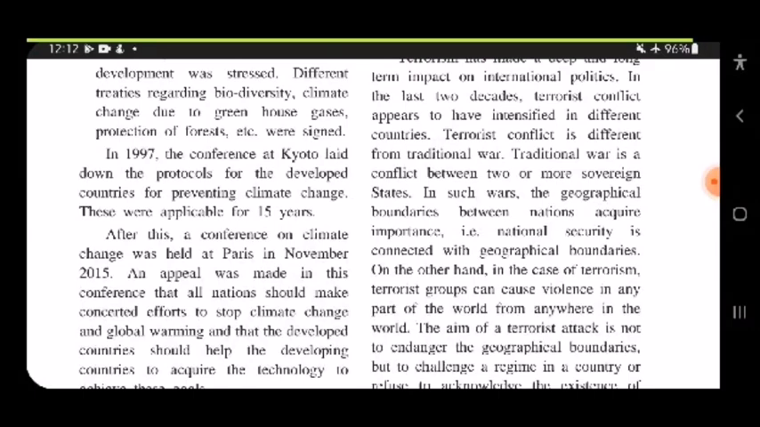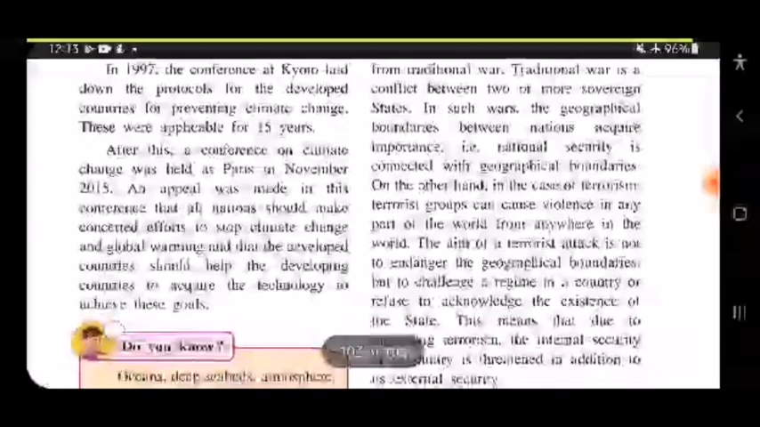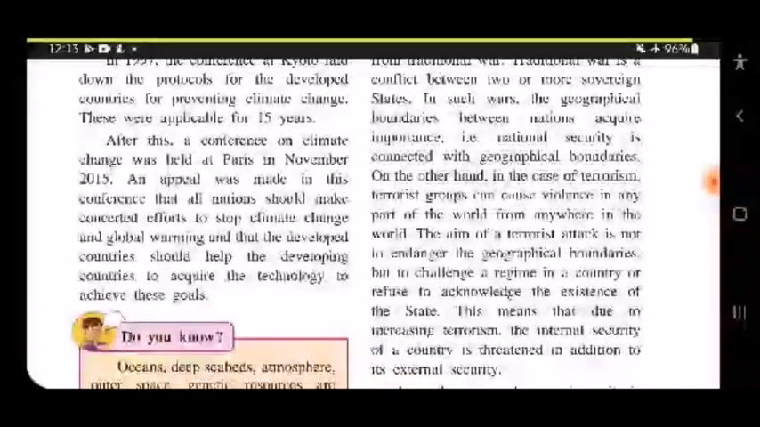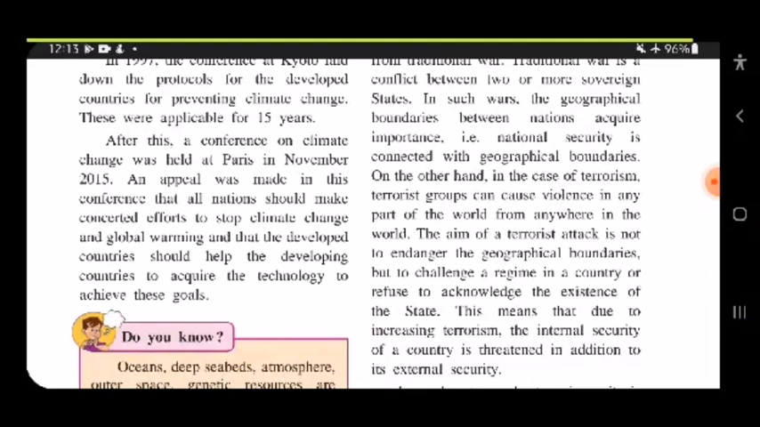In 1997, the conference at Kyoto laid down the protocols for the developed countries for preventing climate change. These were applicable for 15 years. After this, a conference on climate change was held at Paris in November 2015. An appeal was made in this conference that all nations should make concerted efforts to stop climate change and global warming, and that the developed countries should help the developing countries to acquire the technology to achieve this goal. Now, there are certain countries which are developed. So, these developed countries should help the developing countries.